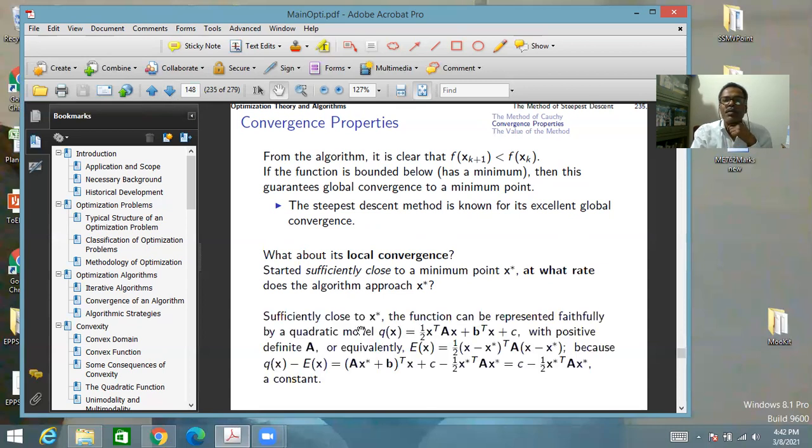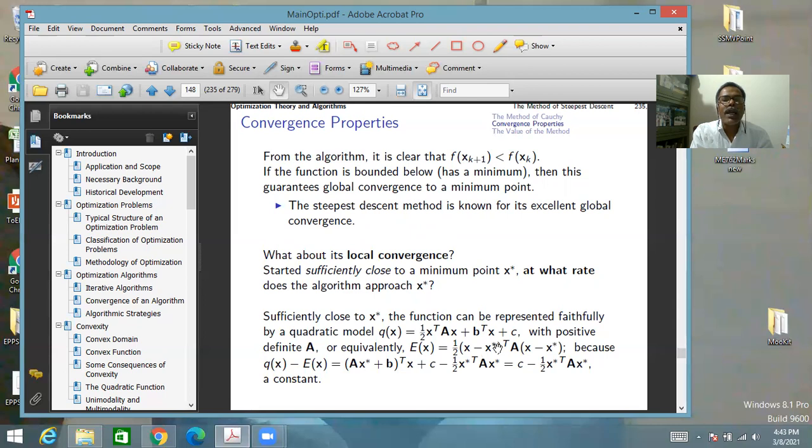So sufficiently close to x star, by Taylor series, you know that you can represent it locally by an appropriate quadratic approximation in which the Hessian will be positive definite. Okay, because it is around a minimum point. And not only a quadratic function, actually this quadratic function q(x), which is the general form of the quadratic function, can be shown to be equivalent to this function, which is in a way an error function. If you take x equal to x star, then this is 0.